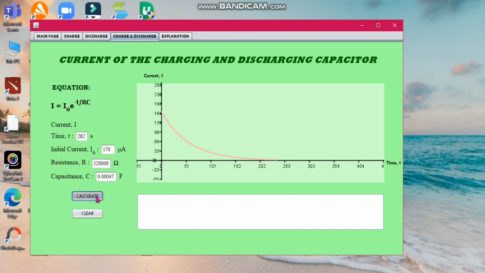Then we calculate it and get a graph like this. The same goes with the discharging process, as it will decrease exponentially too. The value of current that we obtain is 1.15 microampere.